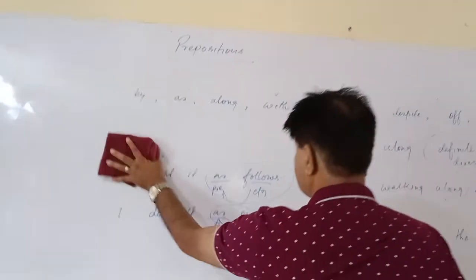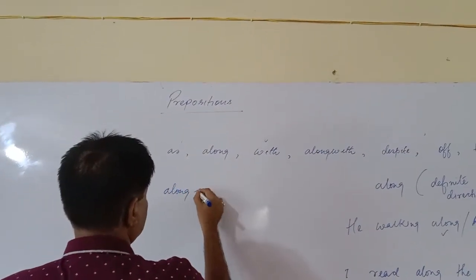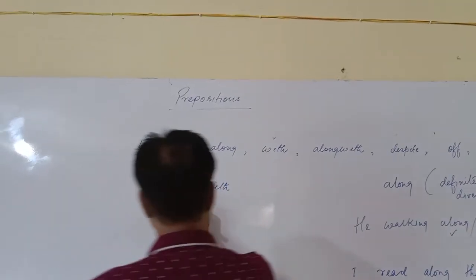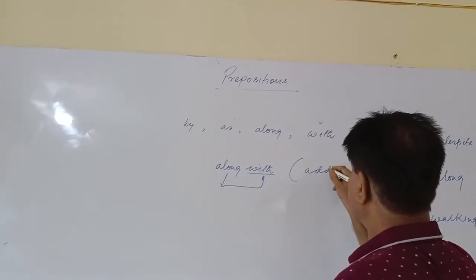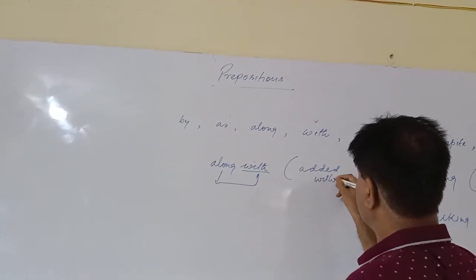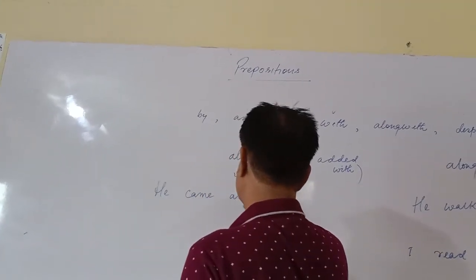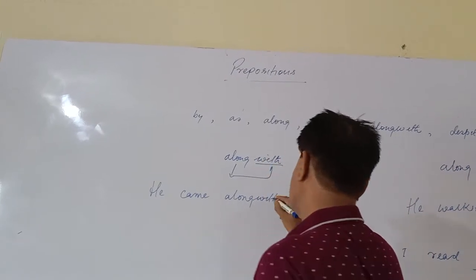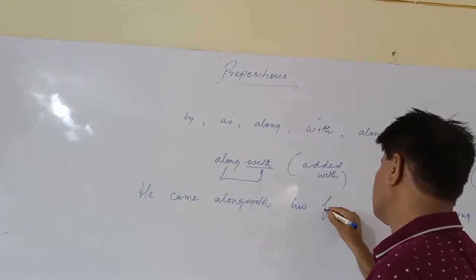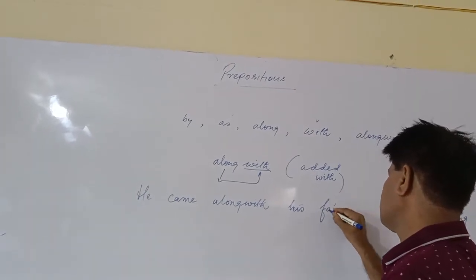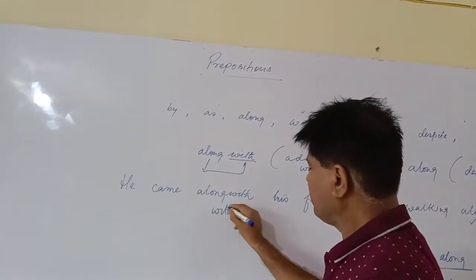How to use along with? Along means specific direction, and along with means added with. It defines added with. He came along with her friends, not with her friends, along with his father. So, here with alone will not be right.